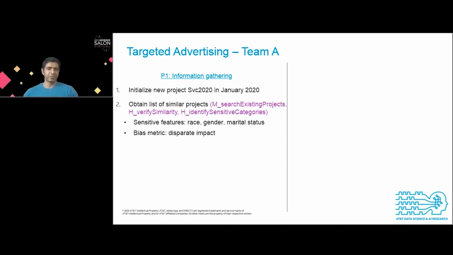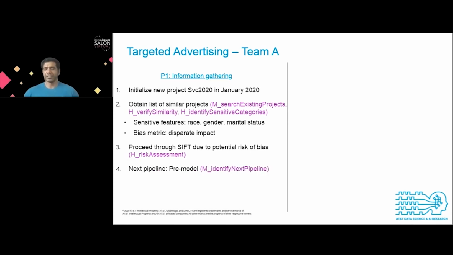Then you proceed through SIFT because the human intervention detects potential risk of bias since there are a bunch of sensitive categories. And then the next pipeline is pre-model, as this is not a deployed project yet. Pre-model begins, you prepare the data, do some feature engineering, and then detect sparse groups. You find out that there is an underrepresentation of non-white customers.